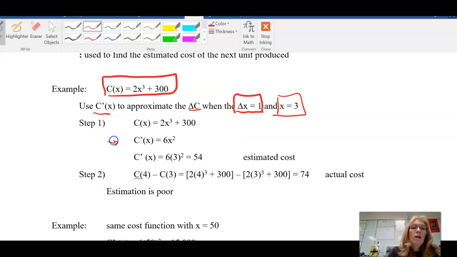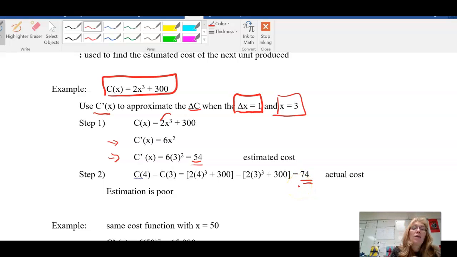Step 1, derivative, 6x squared. Okay, now I could do this. So now we're going to plug in 3. We get 54 to estimate the cost. Now the change in cost is C(4) minus C(3). So we're going to plug this into my original and I get 74. See how they are not close? Okay, so since the derivative does not match this, this is a very poor estimation.